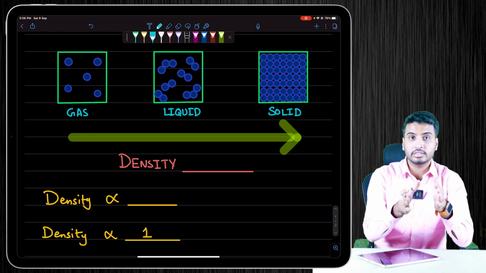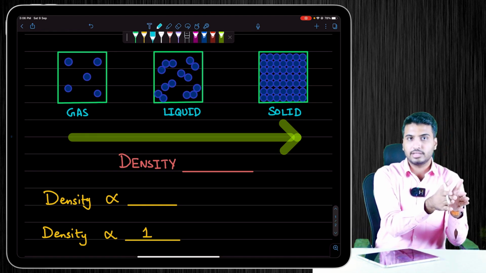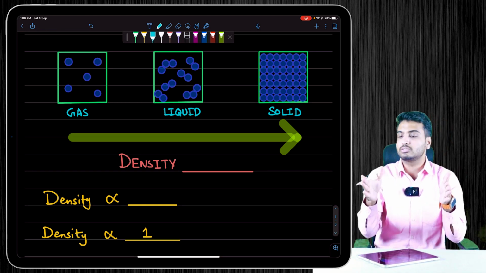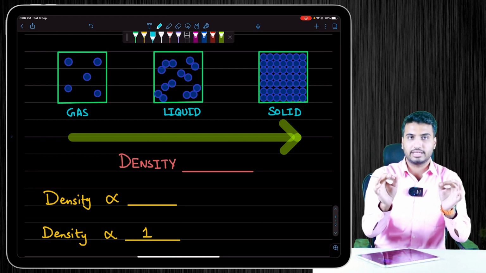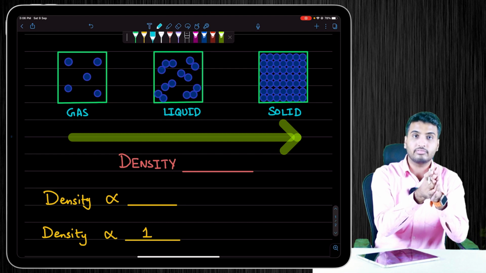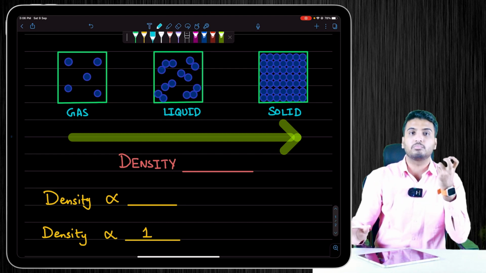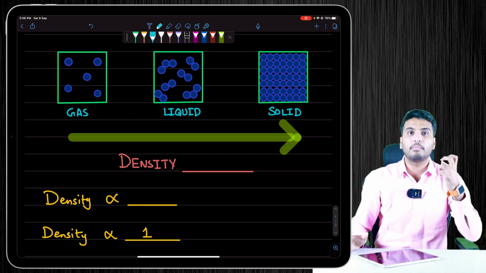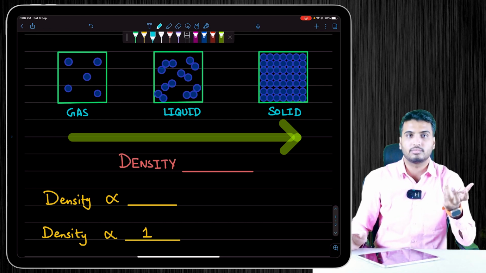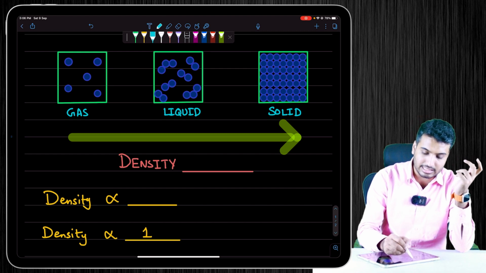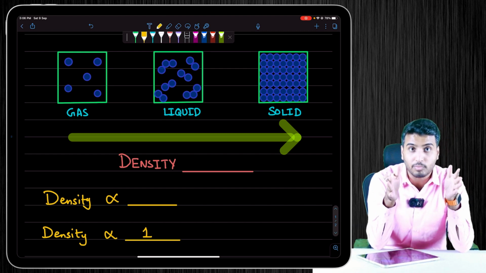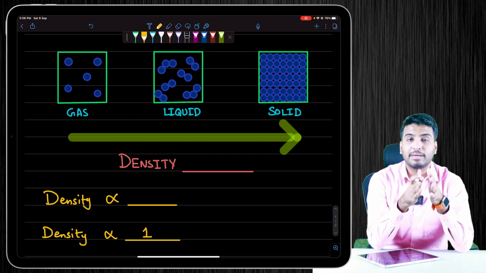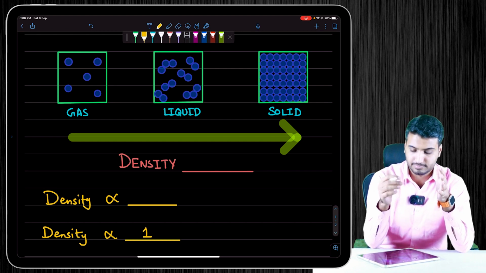So in our example, gas, liquid and solid all have equal volume. They all occupy equal space, so there is only a difference in mass. Mass means amount of material, or we can say the amount of particles in a specific substance. As we can see over here, in gas we have very few particles. It means the mass of gas is very less.